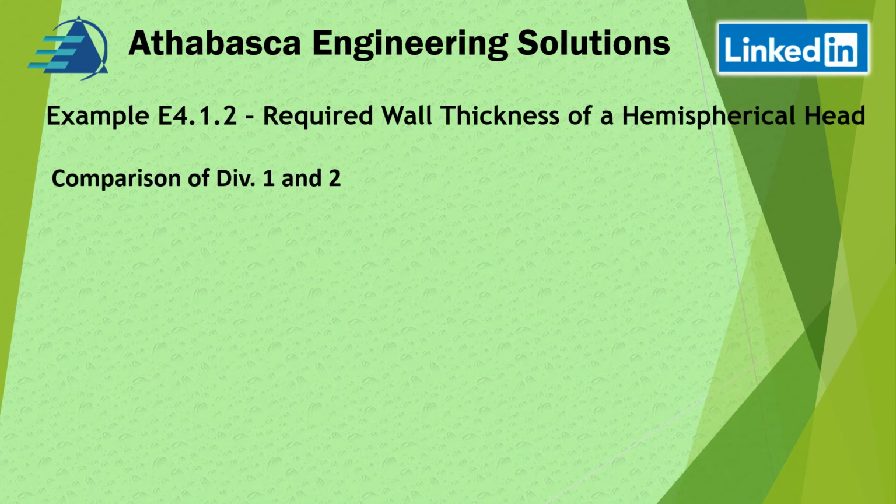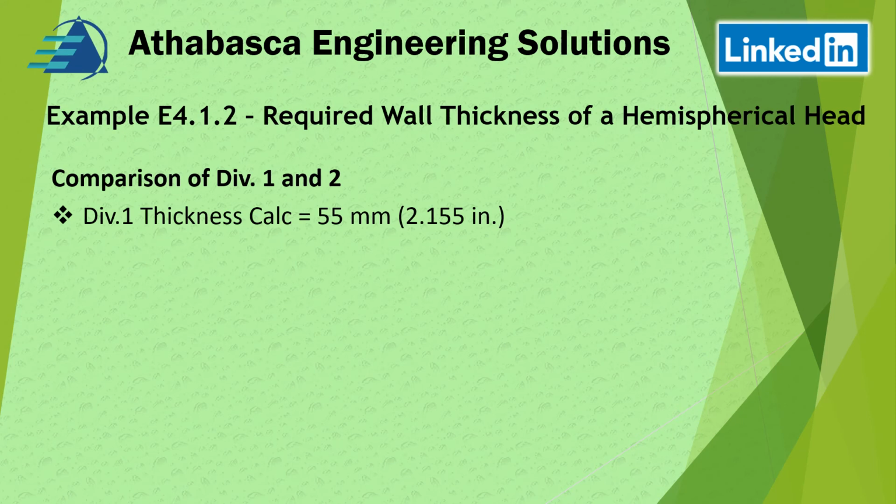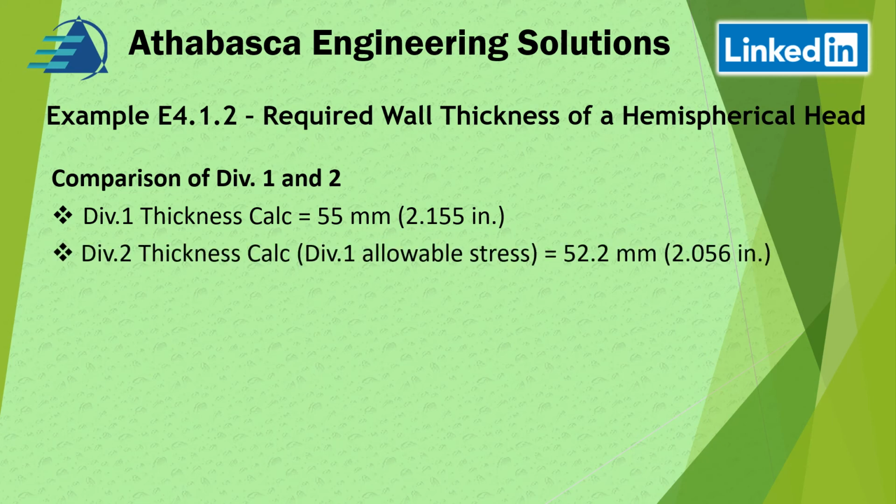Now let's compare the Division 1 and 2 methods and determine what's different. We did Division 1 and determined the thickness to be 55 millimeters, which is 2.115 inches, and then we did the second method where we used the Division 2 thickness calculations, but in order to do that, per the code case, we still have to follow the Division 1 allowable stresses. And as you can see, there's a minimal difference. For the hassle, is it worth doing it? You're not going to really gain much, millimeters.